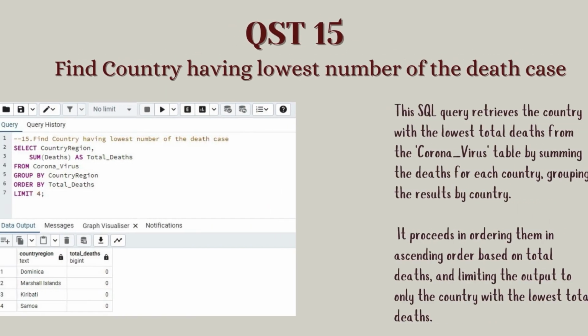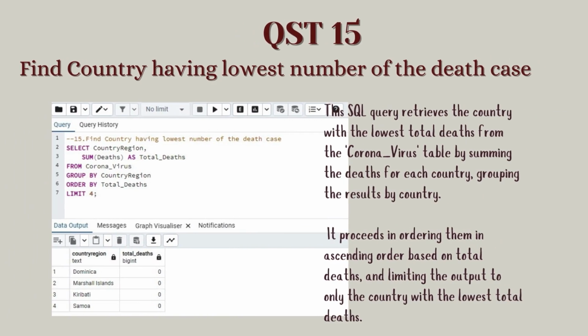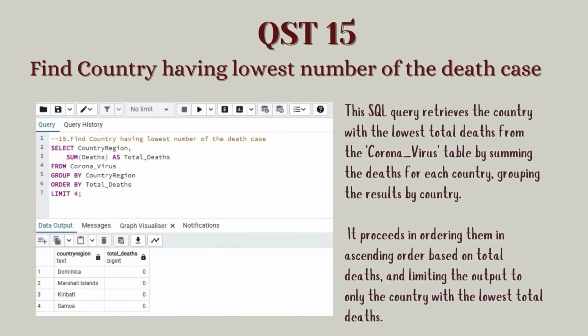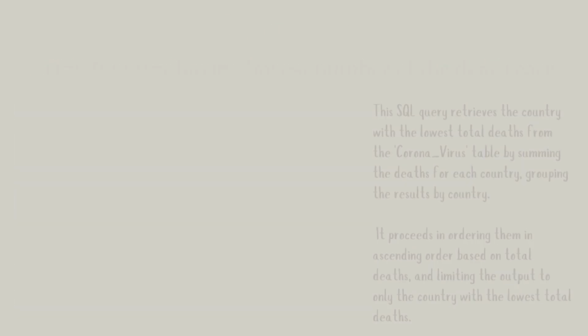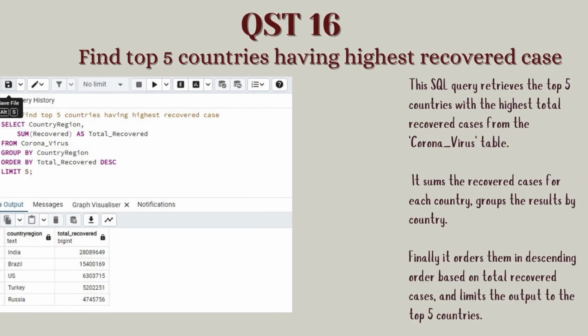The 15th question: here we see that this SQL query retrieves the country with the lowest total deaths from the coronavirus table by summing the deaths for each country, grouping the results by country. Here we're checking the lowest number of death cases.